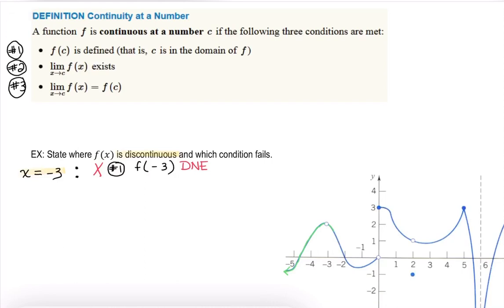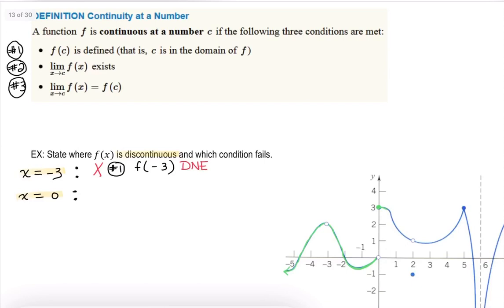Okay, so if I'm continuing, I can graph this without lifting my pen or pencil everywhere until I get to right here. Once I got to 0, I have to stop, lift my pen, and then go up here in order to keep drawing. So x equals 0 is going to be my next location of a discontinuity. So x equals 0, again, is where this function is discontinuous.